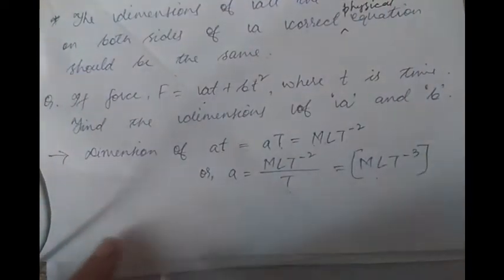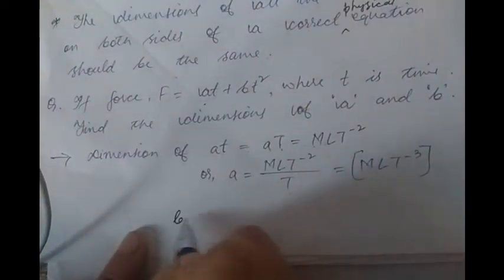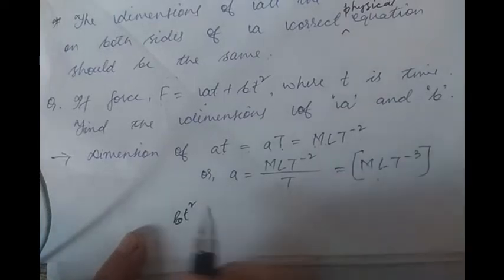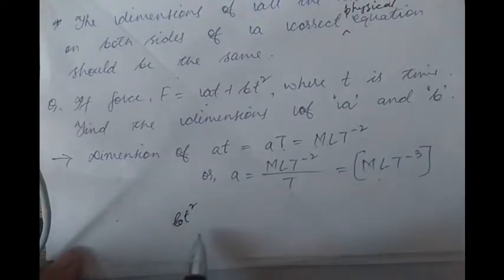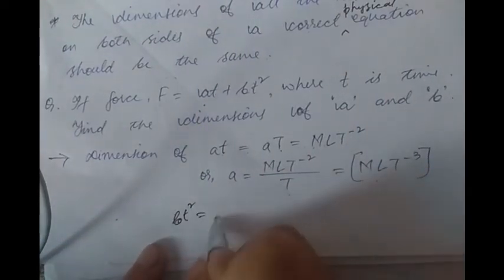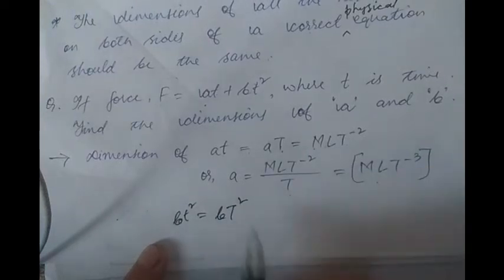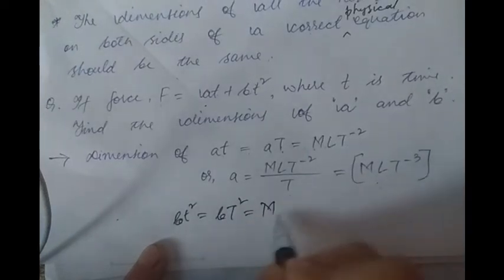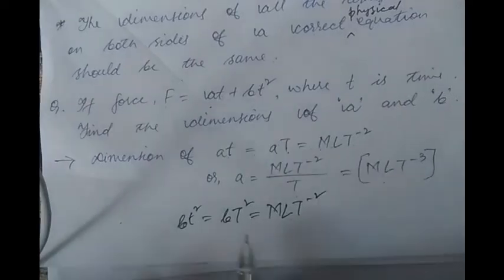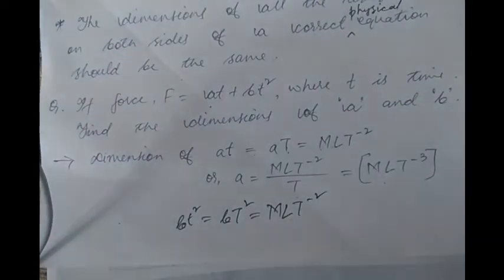Likewise, you'll find the dimension of BT squared. Let me do the initial thing. I will write dimension of BT squared is BT squared. This has to be equal to the dimension of force. So from here you'll find the dimension of B.